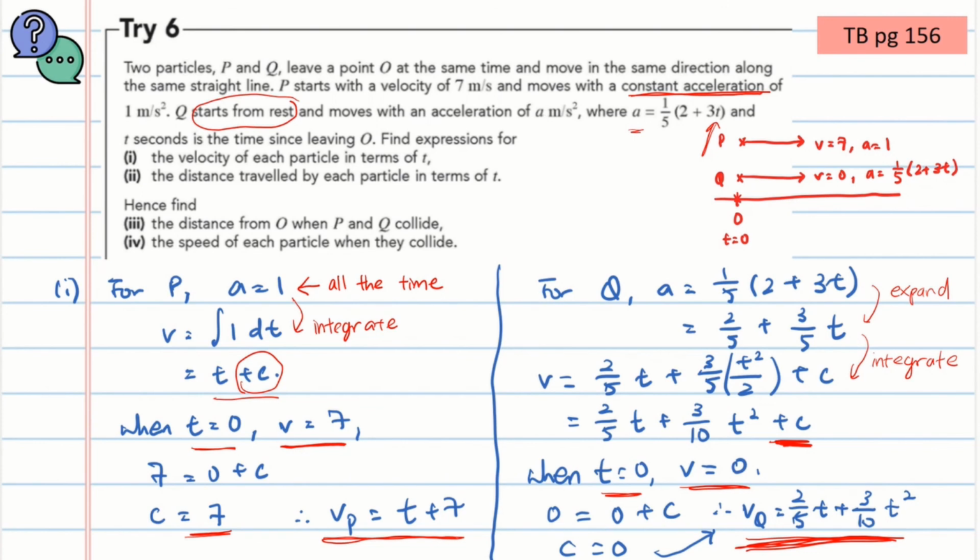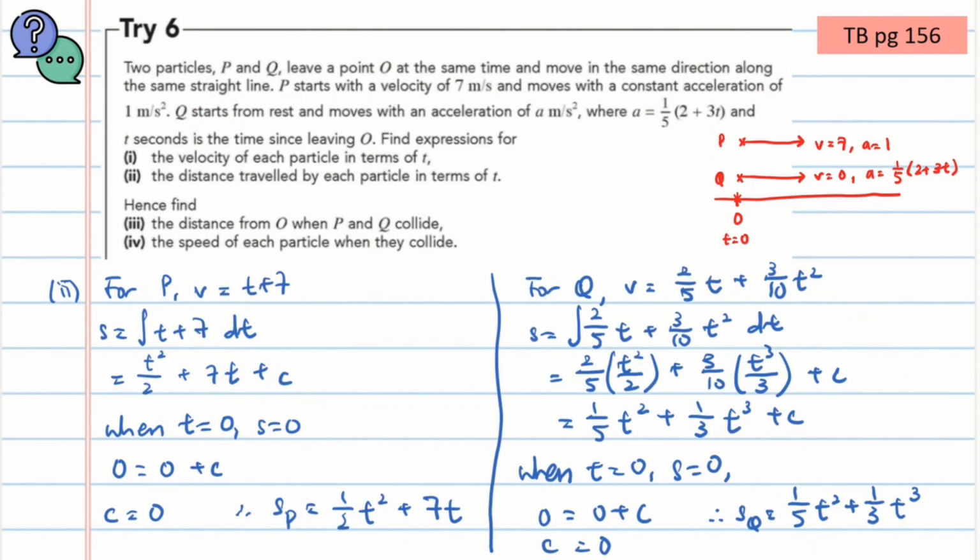Okay, moving on to part 2 where we want to find the distance. So let's break it up in two parts. For particle P, we know that velocity is t + 7 already from part 1. We do our integration, not forgetting the plus C again. And when time is equal to 0, we know that the displacement is 0 because the particles all started at the reference point, which is O. So C will be equal to 0 upon calculation. So the displacement for particle P would be following this expression.